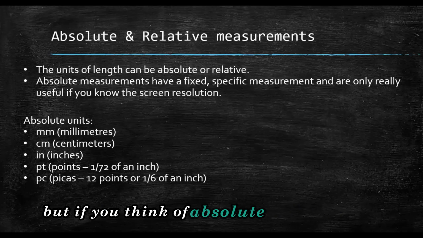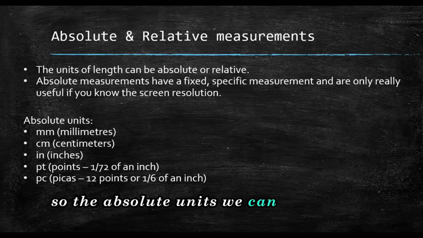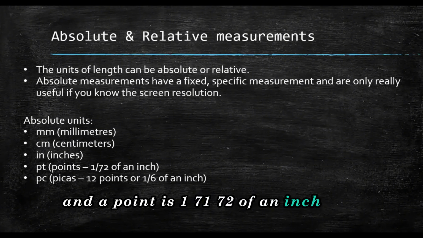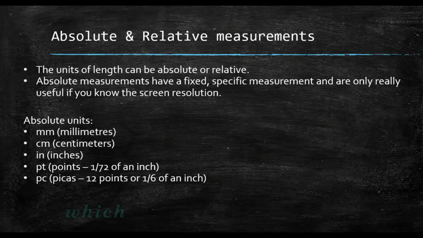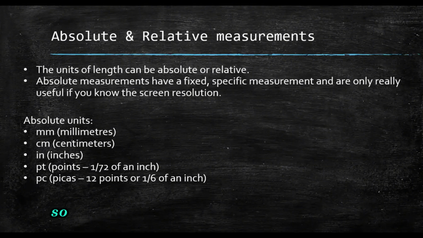But if you think of absolute measurements, we're thinking about things you can measure and specify a length which would never change. So the absolute units we can use in CSS are millimeters, mm, centimeters, cm, inches, in, and then a couple that you've probably not heard of before. There's pt, which stands for points, and a point is 1/72 of an inch, and picas, pc, which is 12 points or 1/6 of an inch. So these are the units we can use in CSS when we want to define an absolute measurement or an absolute distance.